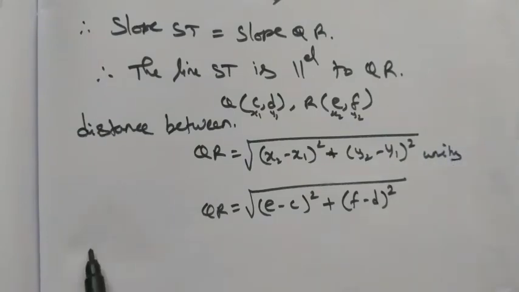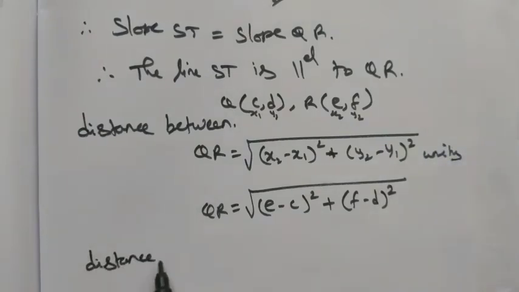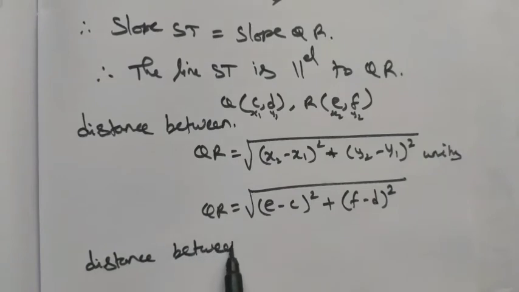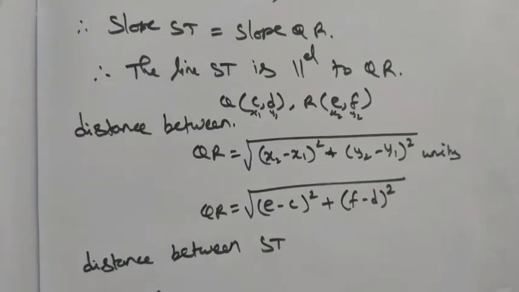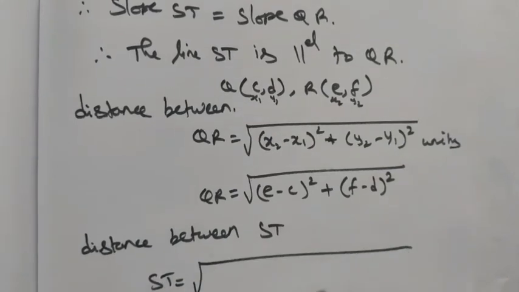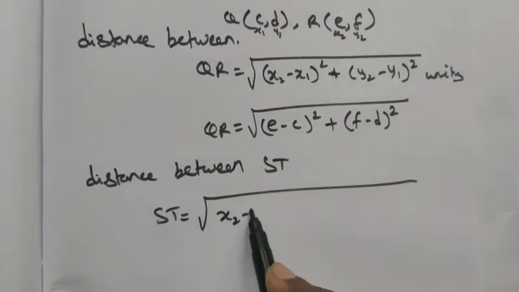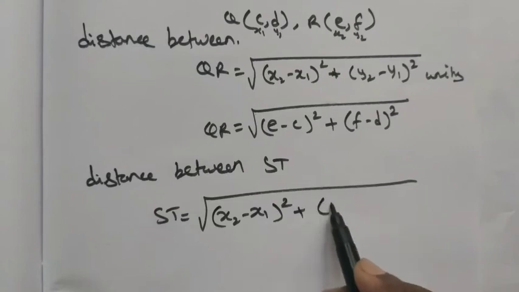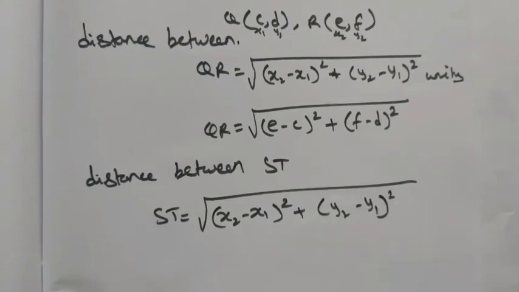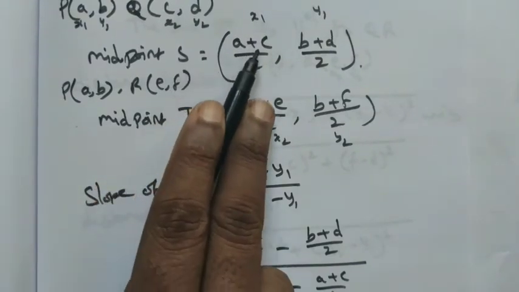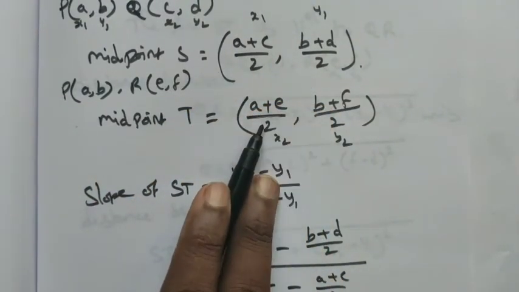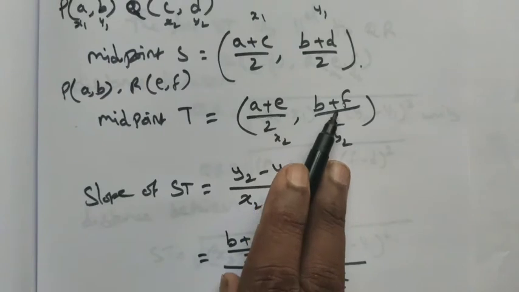Now we want to find out the distance between S and T. We know the point S and the point T, right? The distance ST is again given by the same formula: the root of (x2 minus x1) whole square plus (y2 minus y1) whole square. The S point is ((A plus C) divided by 2, (B plus D) divided by 2), and T is ((A plus E) divided by 2, (B plus F) divided by 2).